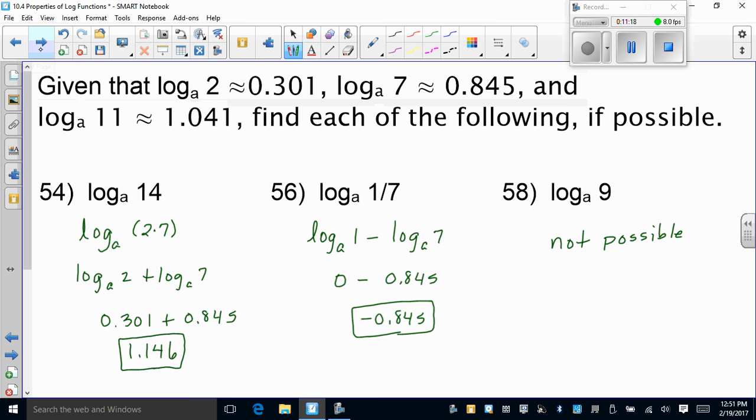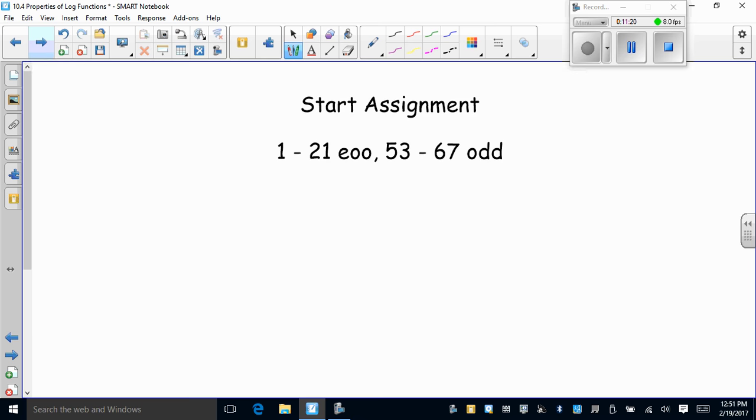Okay, this one should give you plenty to do. 1 through 21, every other odd, and then jump to 53 through 67, odd.